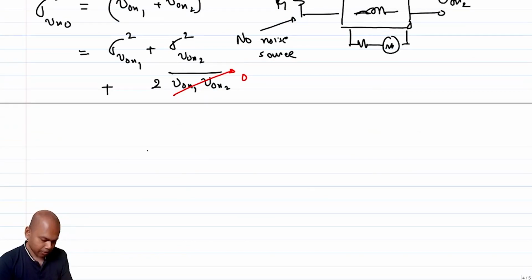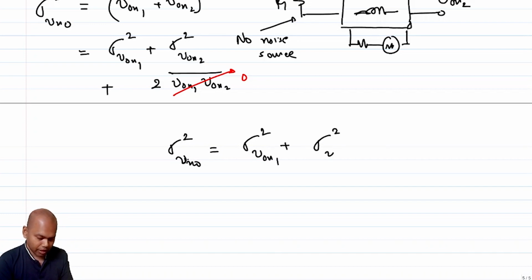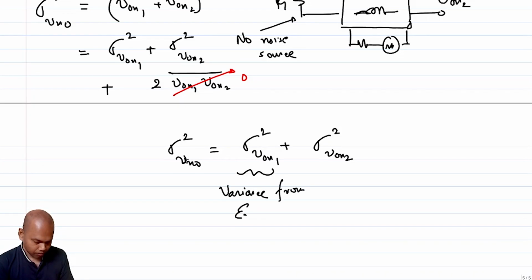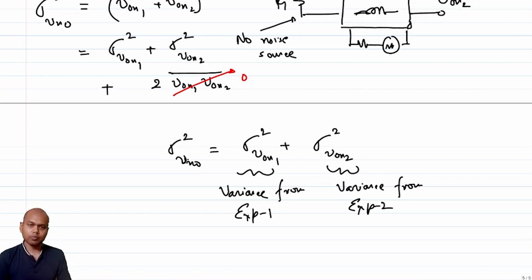So then what do I get? The total variance is essentially the individual variances that I got from the individual experiments, right? So this is the variance from experiment 1 and this is the variance from experiment 2, right? So what is the key takeaway then?